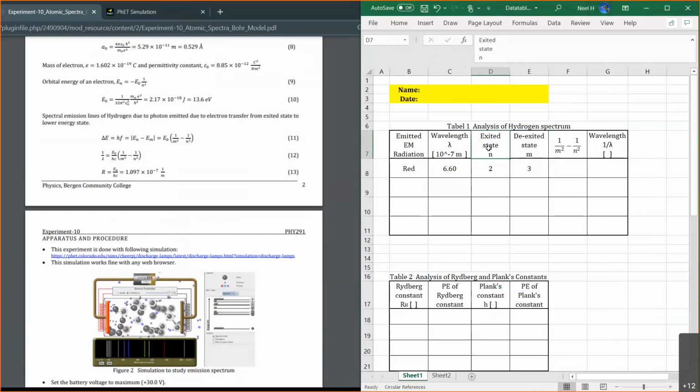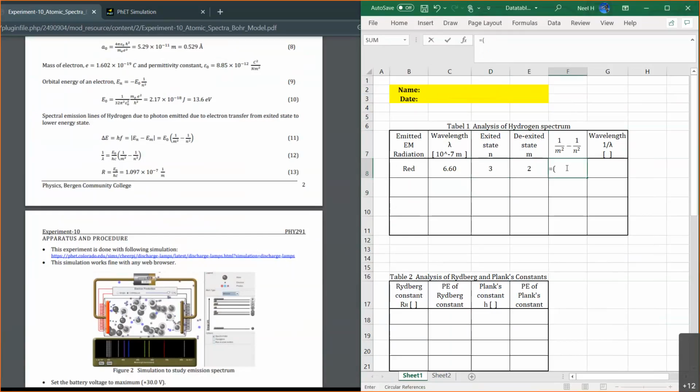Where it is starting will be the excited state. Where it is ending is the de-excited state. Okay, that's the final. So in this case, final is 2, starting at 3. Okay, now it's good. I changed these 2. Let's do the calculation.